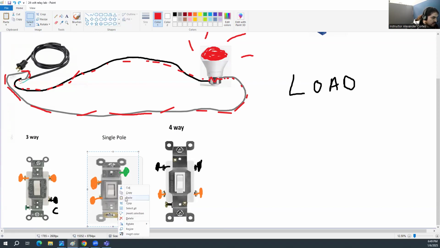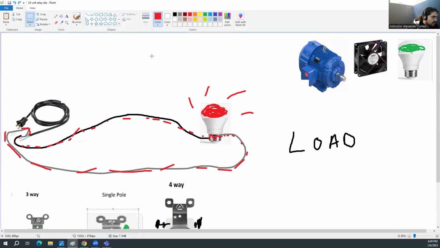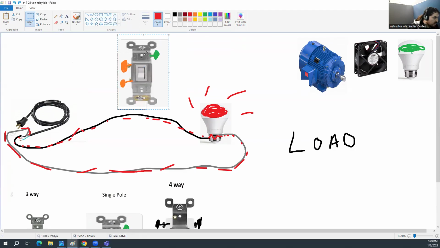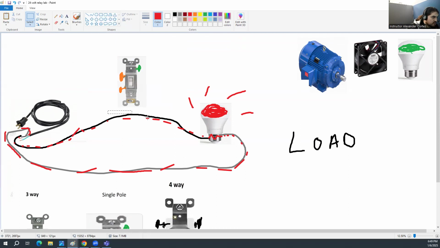So I'm going to grab the single pole switch and paste it here. I'm going to make it a little bit smaller so it doesn't have so much trouble loading. You'll still be able to see the two screws.